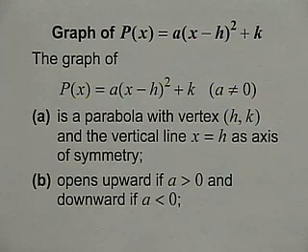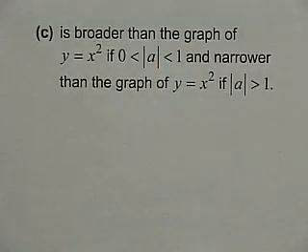Next, this will open upwards if a is greater than 0, and it will open downward if a is less than 0. And then, this will be broader than the graph of y equals x squared if 0 is less than the absolute value of a is less than 1, and narrower than the graph of y equals x squared if the absolute value of a is greater than 1.